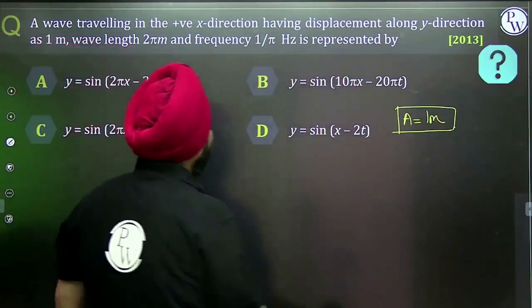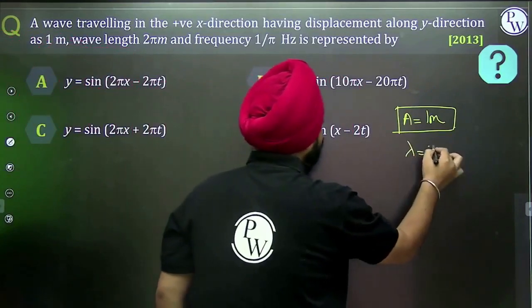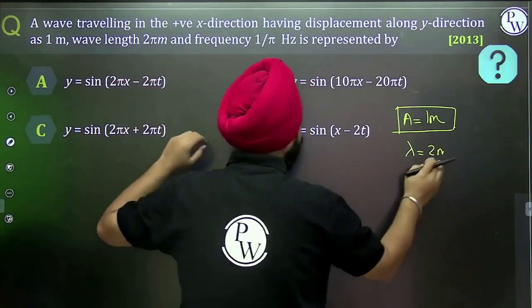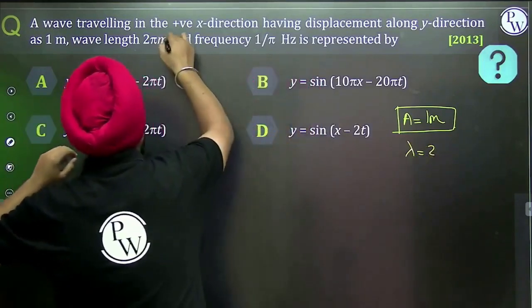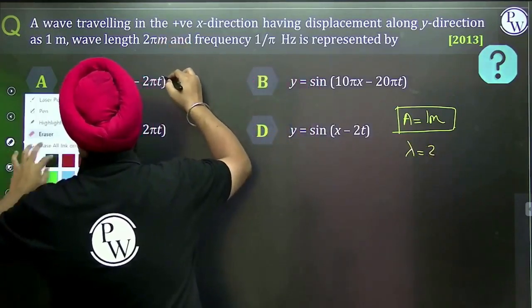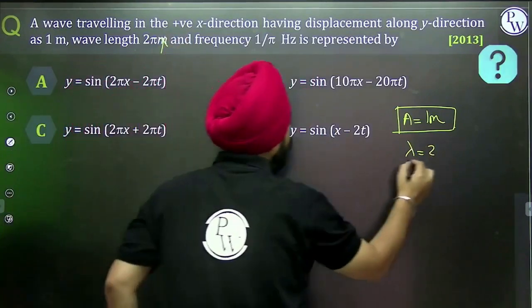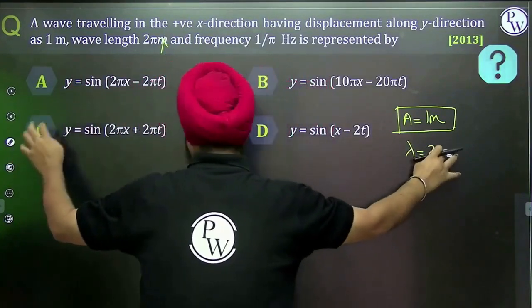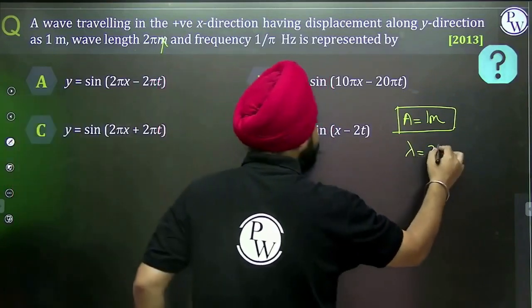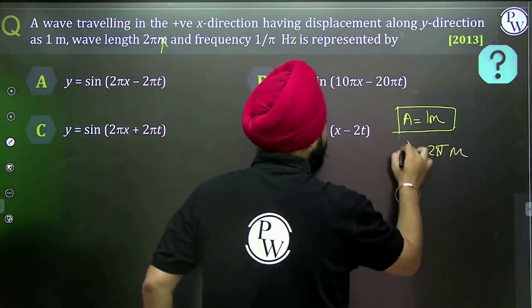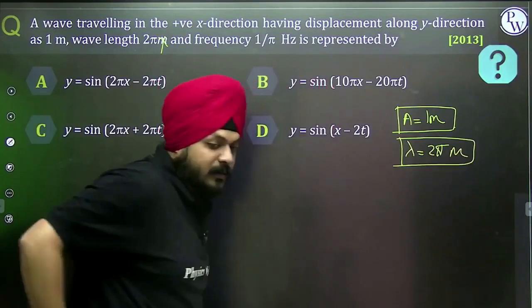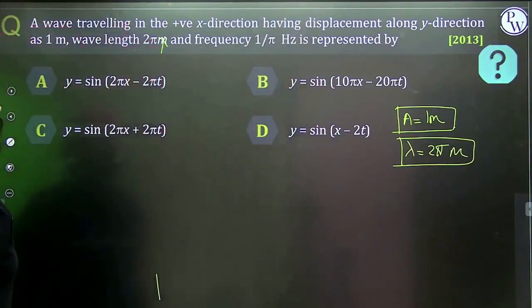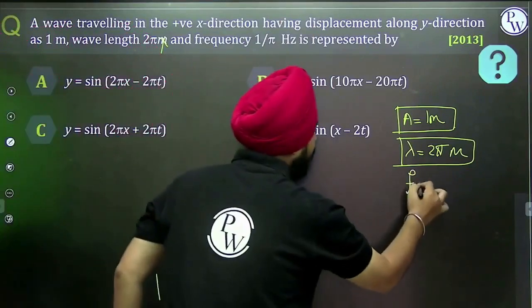Wavelength is 2 pi. Wavelength is what? 2 pi. It's not 2 pi m, it is 2 pi. Frequency is 1 by pi hertz.